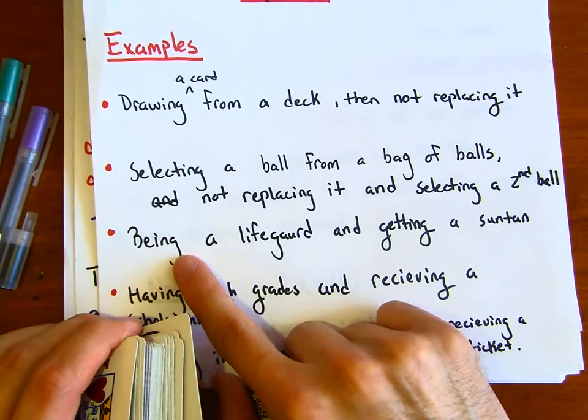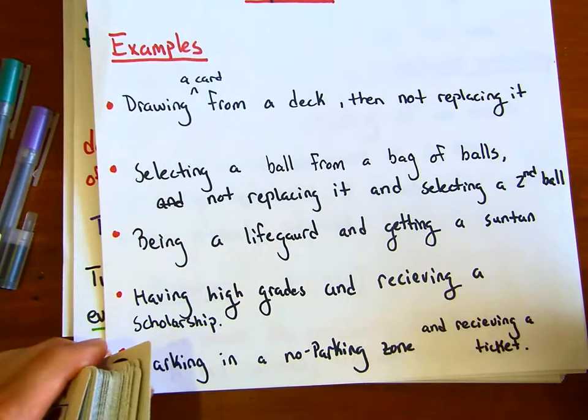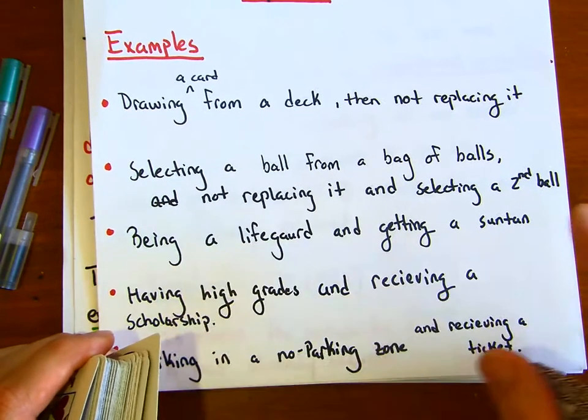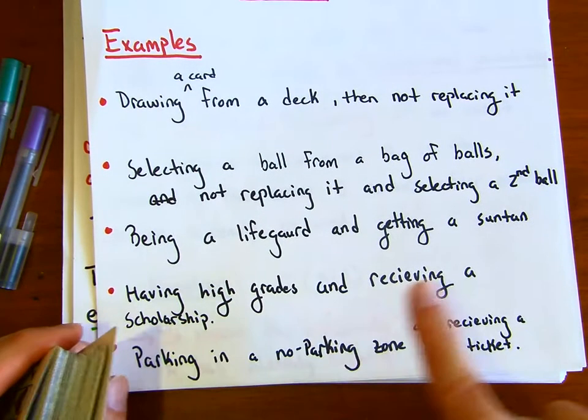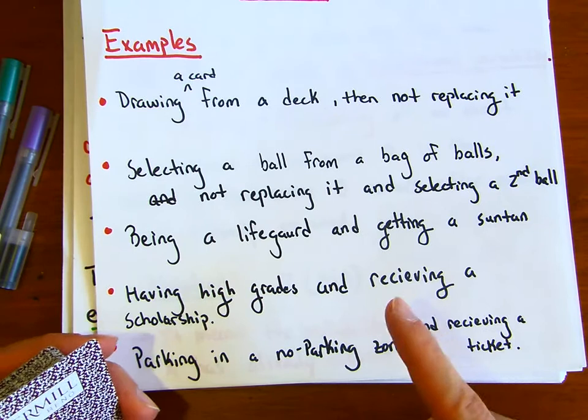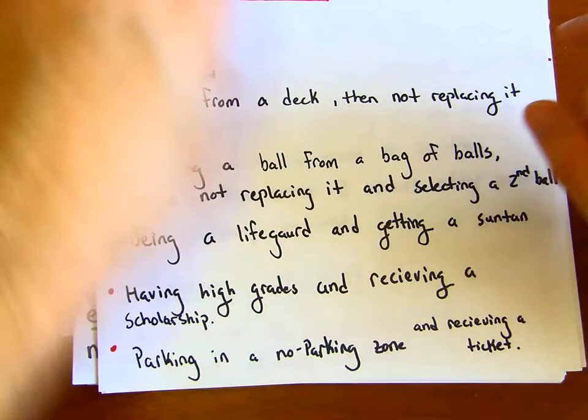Okay, let's pick this one. Being a lifeguard and getting a suntan. Notice that if you're a lifeguard, most likely you're going to get a suntan. Okay? Or let's say having high grades and receiving a scholarship. Like, these two things are dependent on one another. Okay? So let's take a look at this question here.